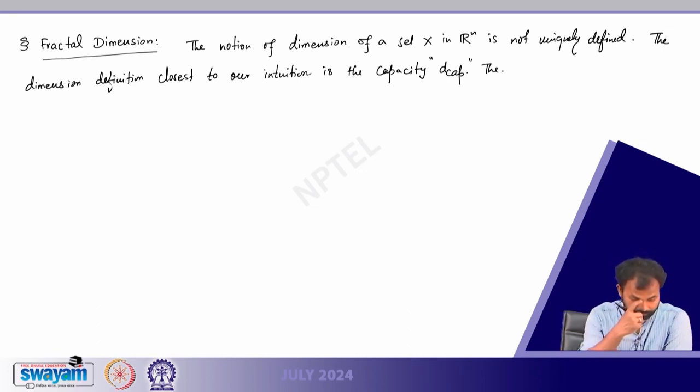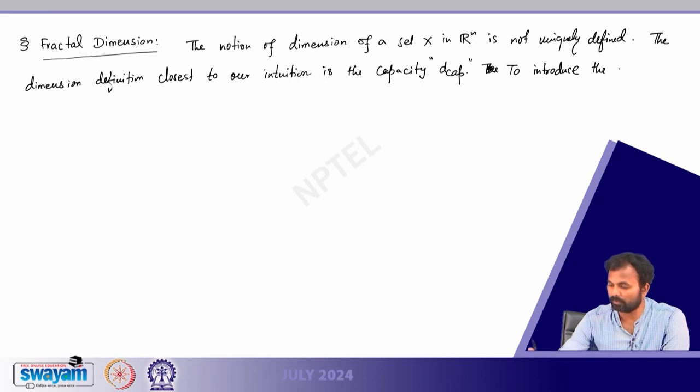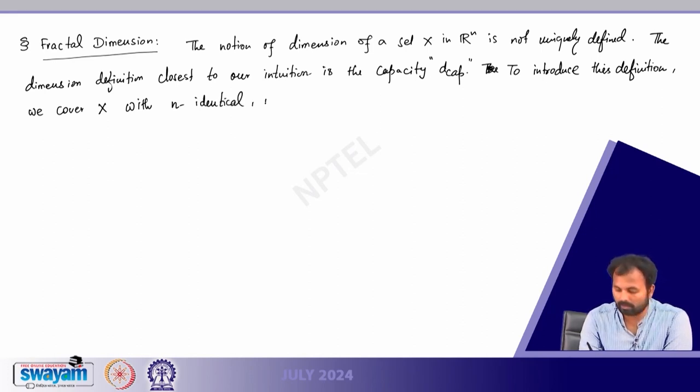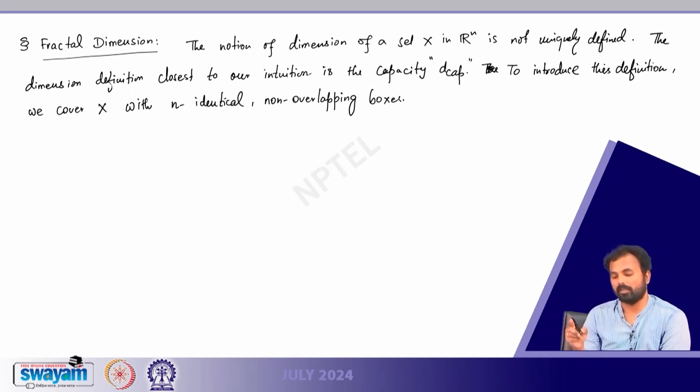So to introduce this definition, we cover X with identical non-overlapping boxes. In case of an interval in R, you have n non-overlapping small intervals by which you want to cover this capital X, right?